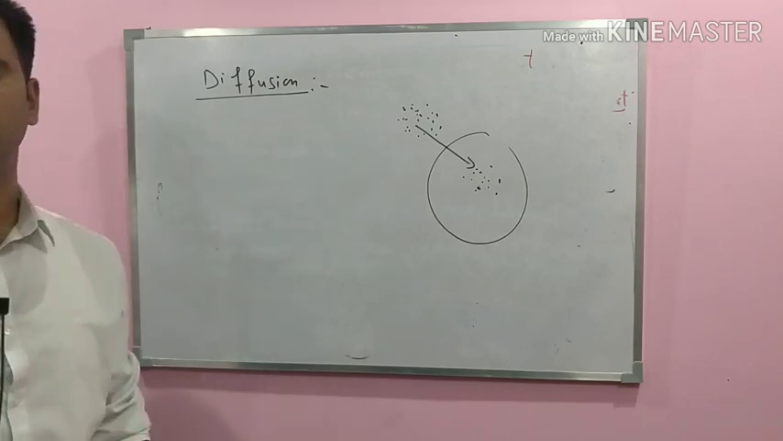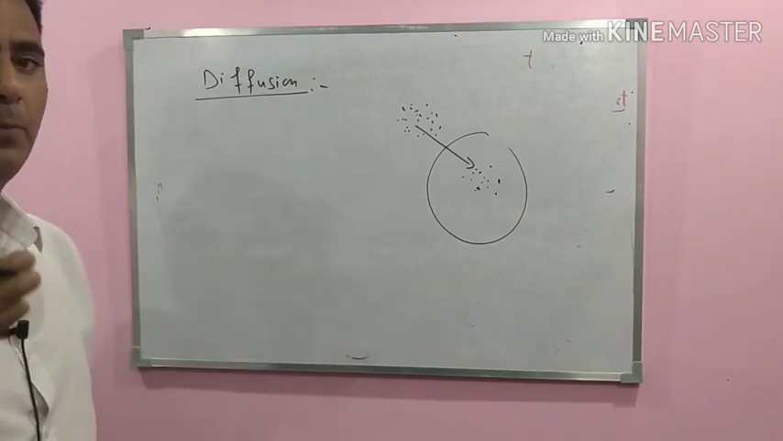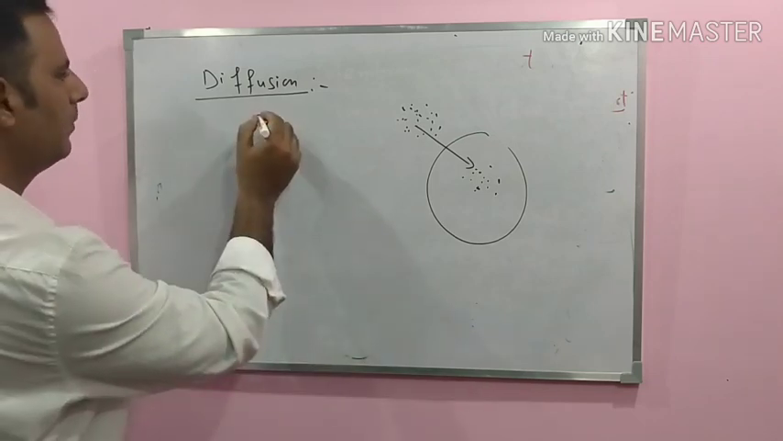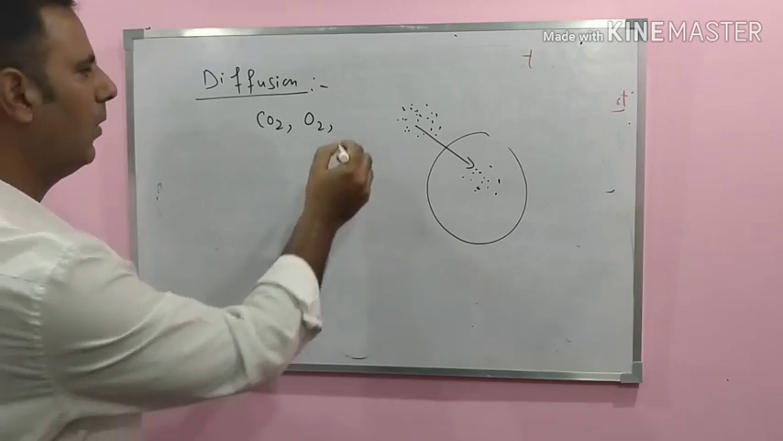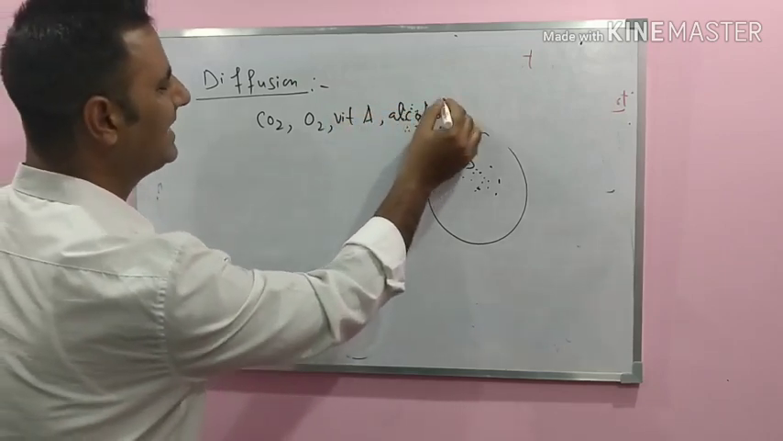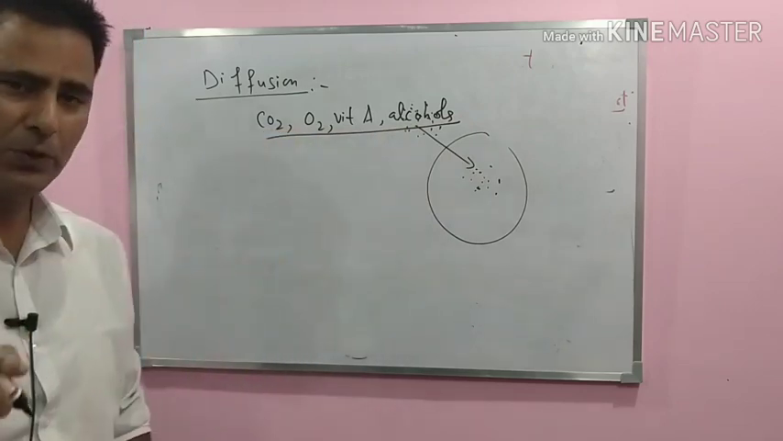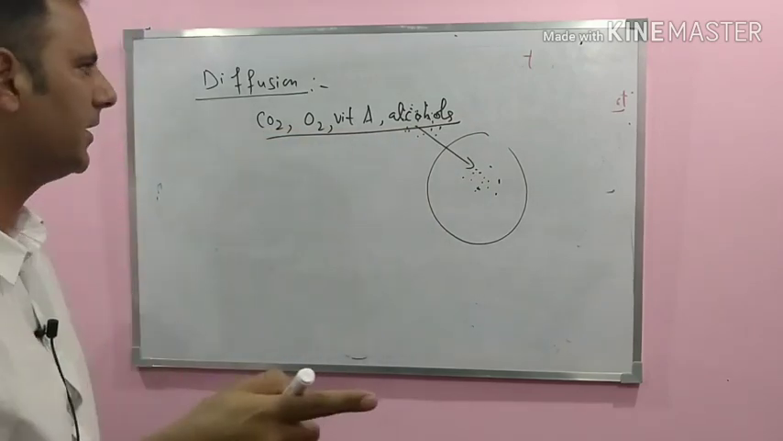There are a large number of substances which cross the cell membrane by diffusion. For example, you have carbon dioxide, oxygen, vitamin A, and alcohol. All these things get diffused through the membrane from an area of higher concentration to the area of lower concentration.